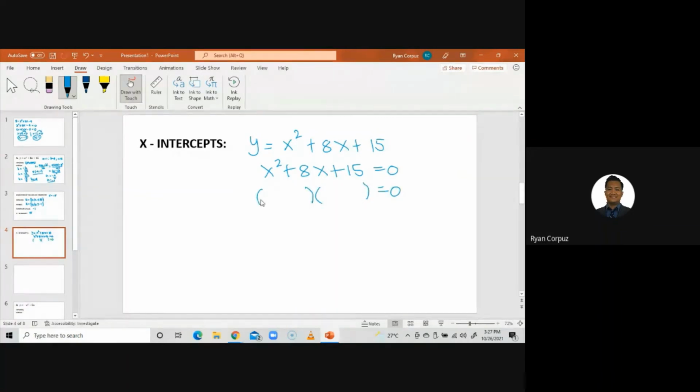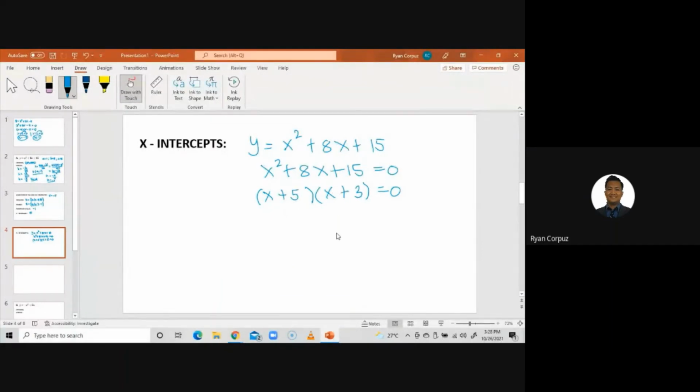So, the factors of x squared would be x times x. So what would be the right factors for 15 that when added, the sum is 8? Anybody? 3 and 5. Are they both positive or both negative? Both positive. It's because the middle term is positive. So positive 3 and positive 5, or it should be positive 5 and positive 3.